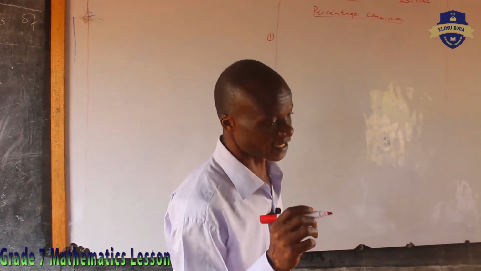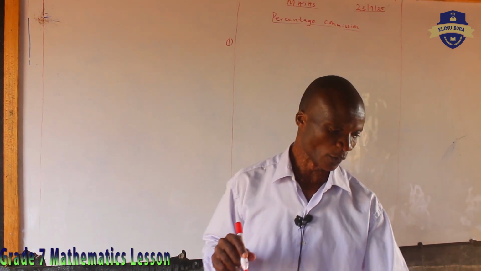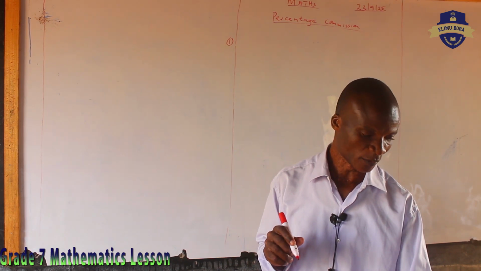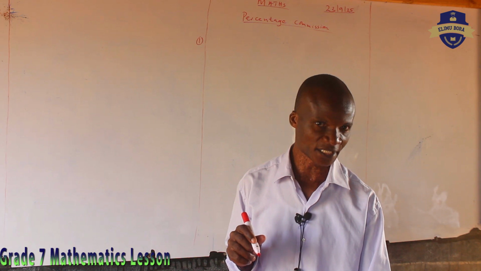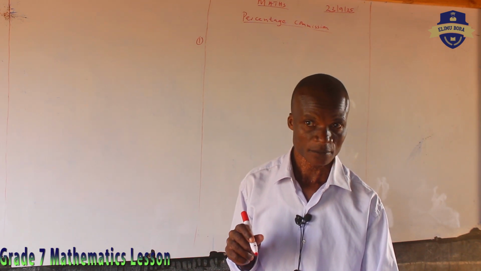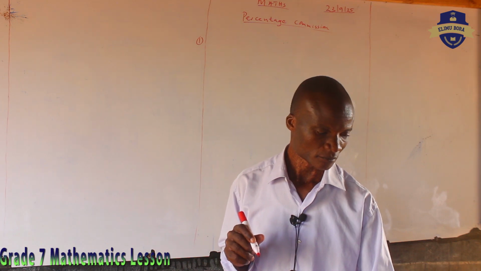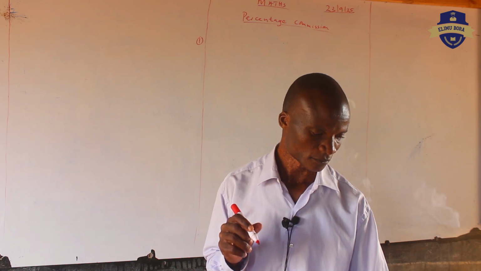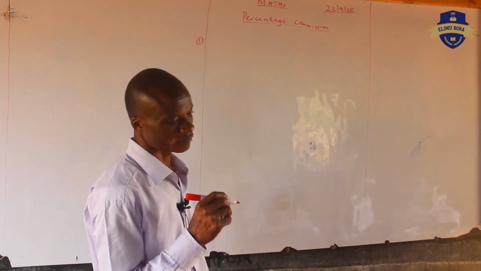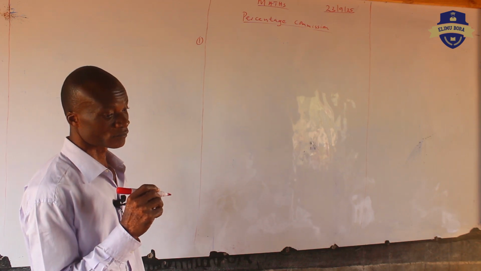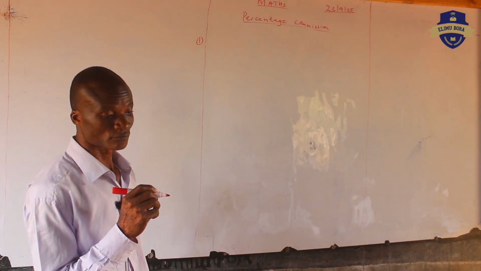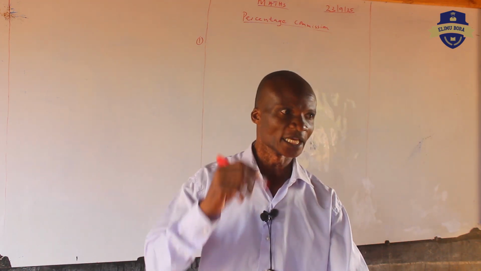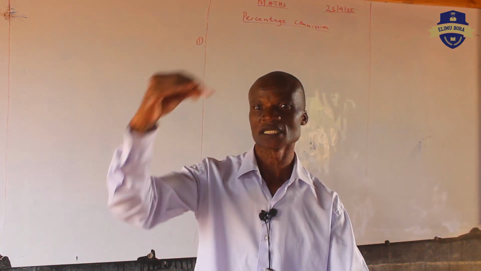For example, in question number 1, page 86, can we read question number 1? Yesterday we looked at commission. Now they want us to calculate percentage commission.